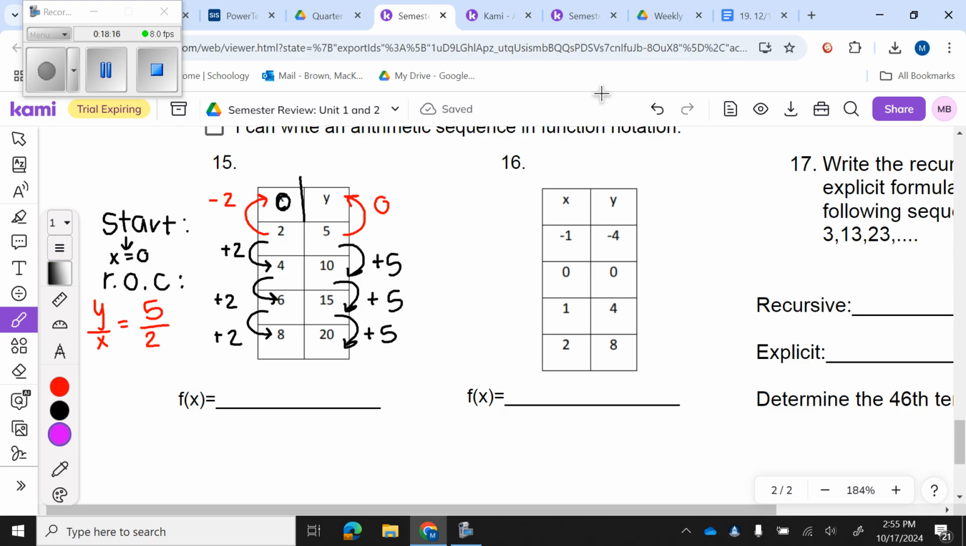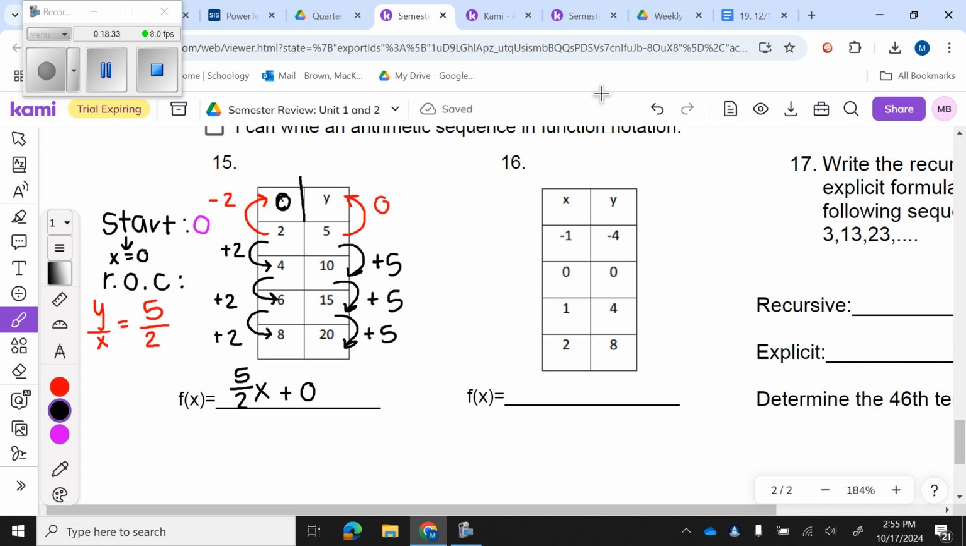So I need to know the y coordinate, which is 0. Okay, when I write this as a function rule, my rate of change comes first. That goes with your x because that's like your slope. So 5 over 2x plus my y coordinate is right here, which is 0.